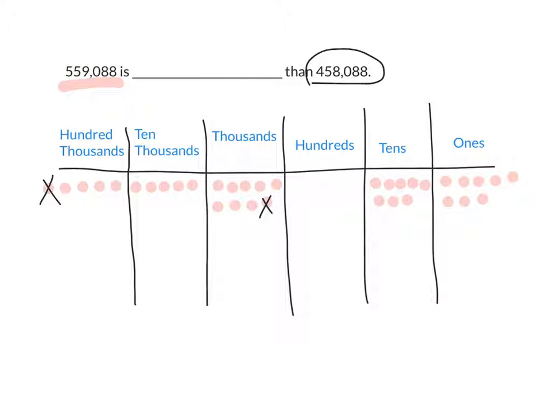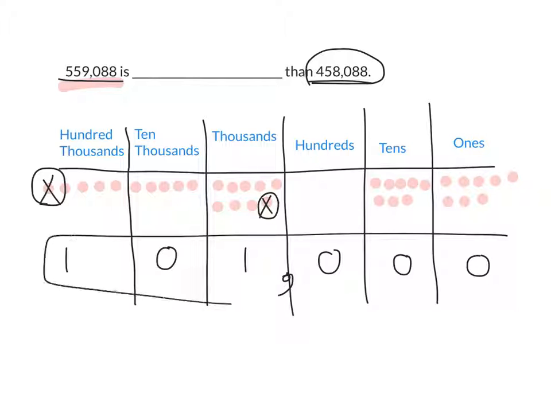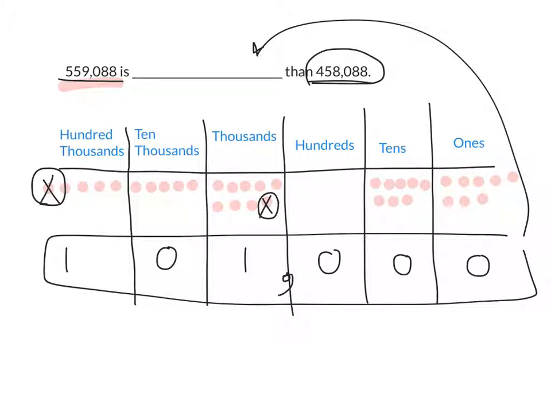Do I have to cross out anything in the hundreds column? No. What about the tens column? What about the ones column? So how much did I have to cross out? I had to cross out 100,000, 0 ten thousands, and I had to cross out 1,000, 0 hundreds, 0 tens, and 0 ones. So how does this number compare to this number? 559,088 is 101,000 more, right? 101,000. Is it more or less? Good. More than 458,088.